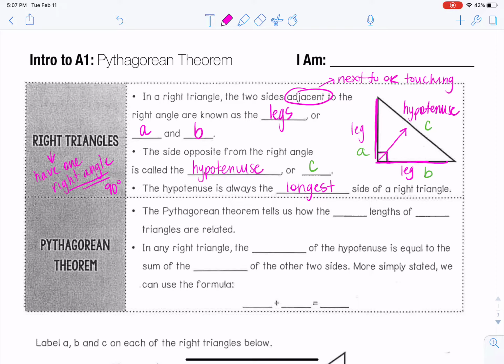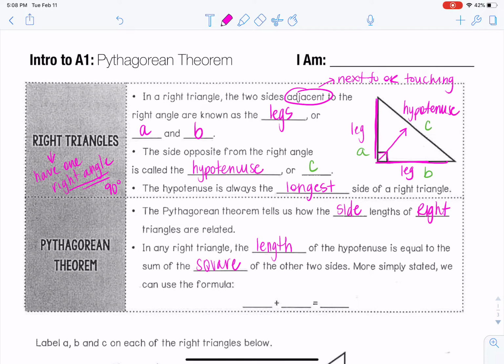The Pythagorean theorem tells us how the side lengths of right triangles are related. It's really important that we know that the Pythagorean theorem only works for right triangles. In any right triangle, the length of the hypotenuse is equal to the sum of the squares of the other two sides.